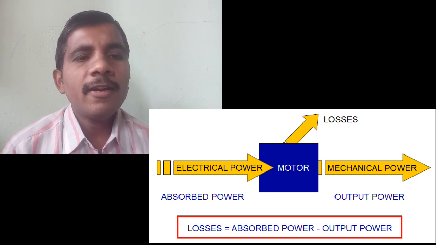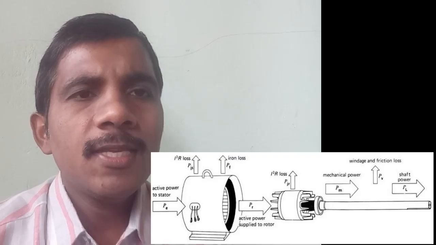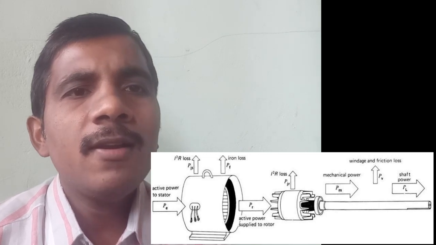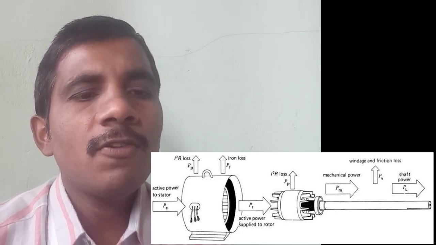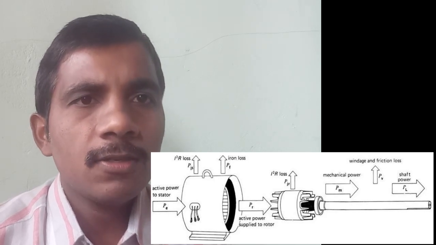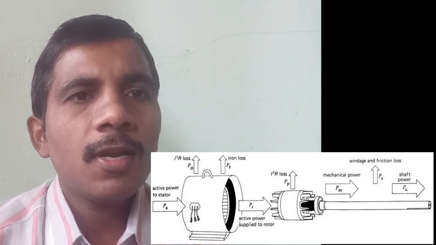Electrical system, magnetic field, mechanical system. Finally, we are getting mechanical output. Electrical system: electrical losses are copper losses. These losses depend on how much current the motor is taking. The current squared times the resistance of the winding gives the electrical losses, that is, copper losses. These are variable losses, depending on load current.